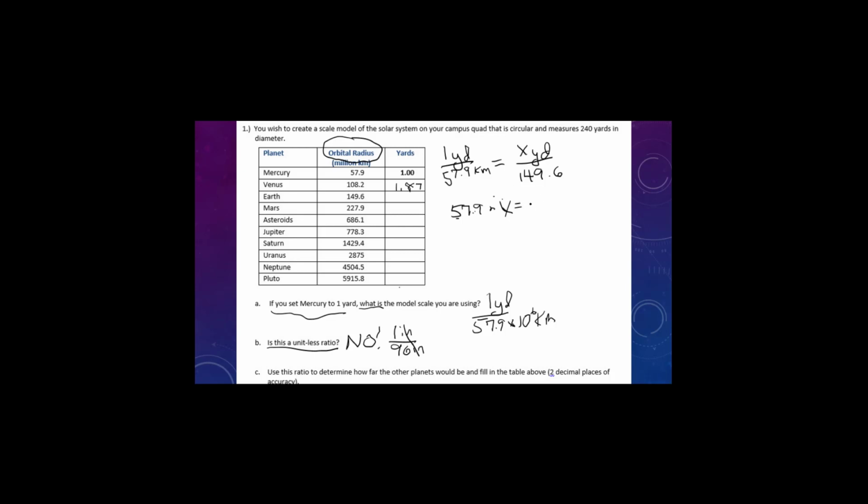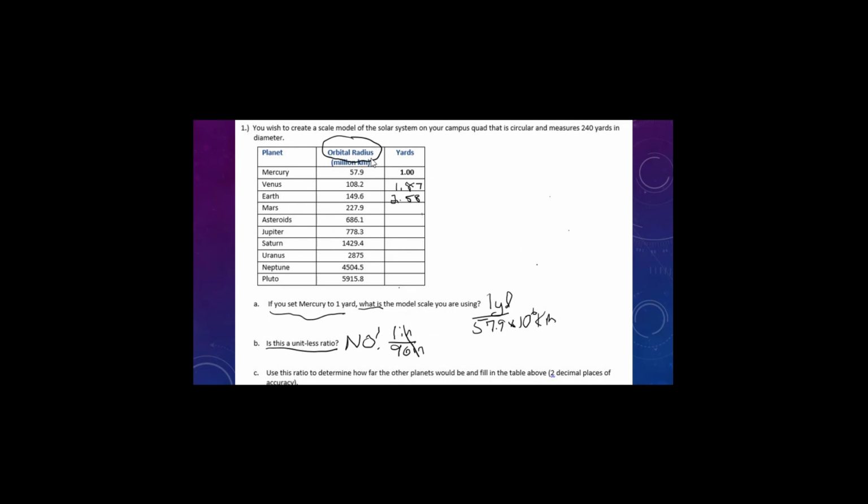X equals 149.6. Seems repetitive here. I'm dividing again by 57.9. And I'm dividing here again by 57.9. So I am getting 2.58. So that would be put it right here, 2.58. So look at a quicker way of doing this.